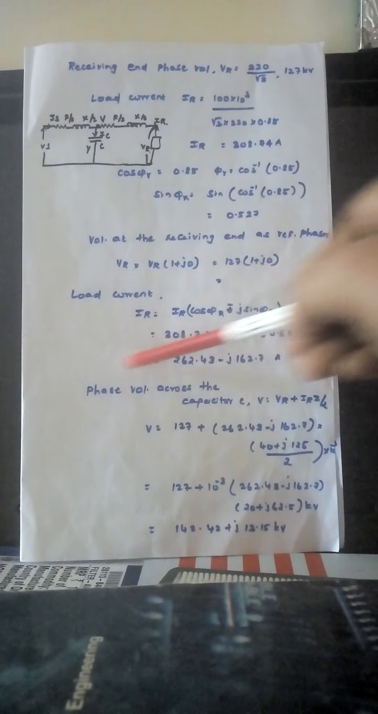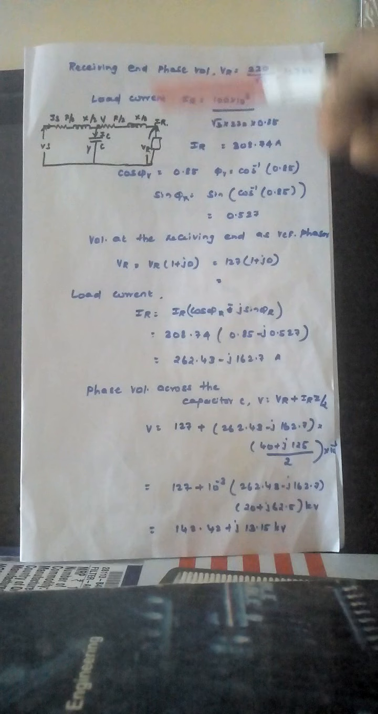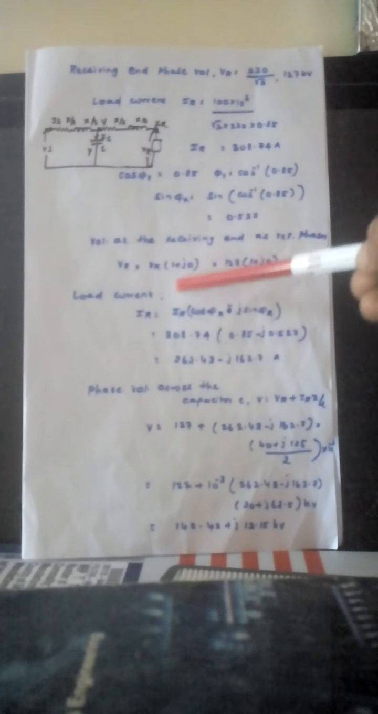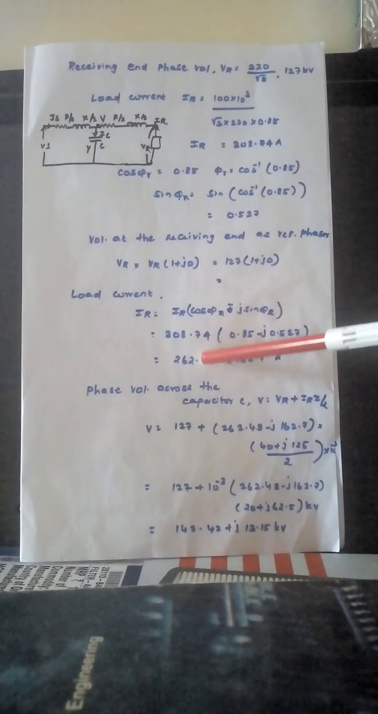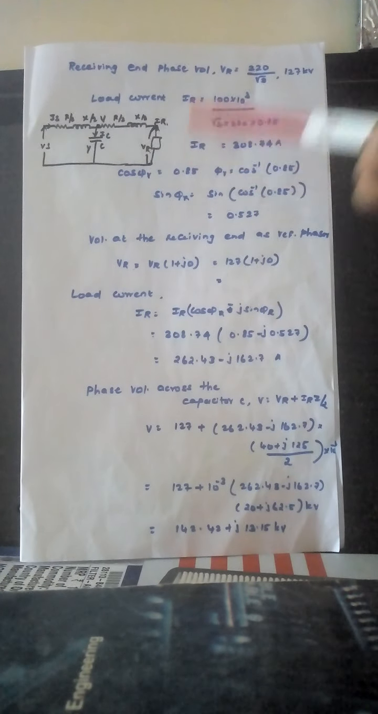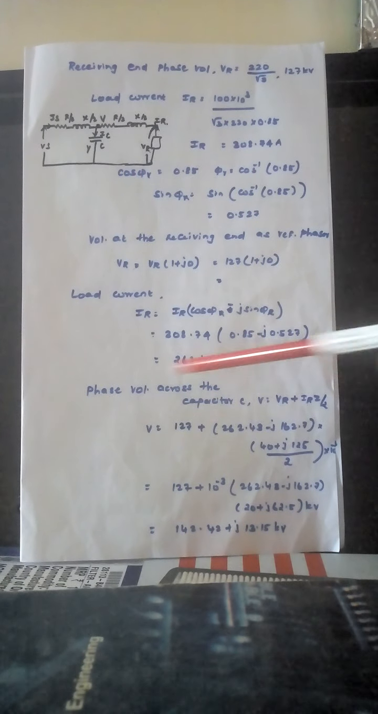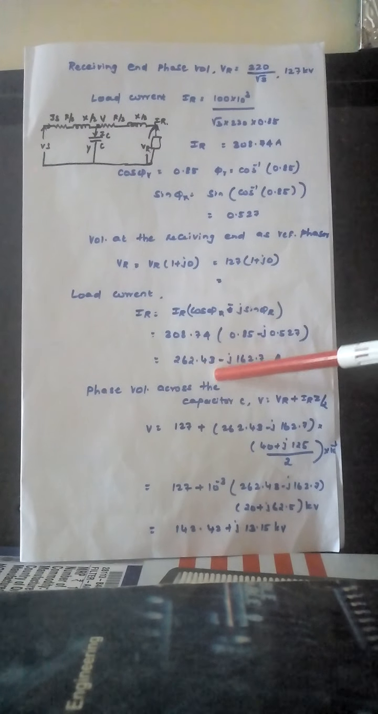Next we have to find the load current, IR. We can find IR as IR into e to the power of minus j phi r, since it is a lagging power factor. e to the power of minus j phi r we can write as cos phi r minus j sin phi r. You know the IR value, that is 308.74. Cos phi r is 0.85 and sin phi r is 0.527. If you substitute, we get IR equal to 262.43 minus j162.7 amps.